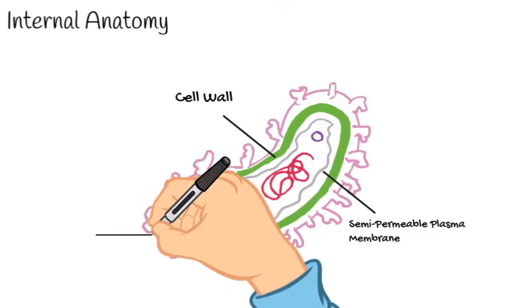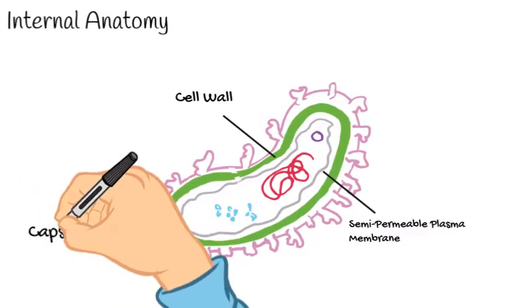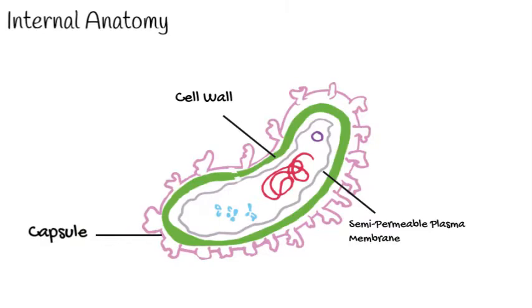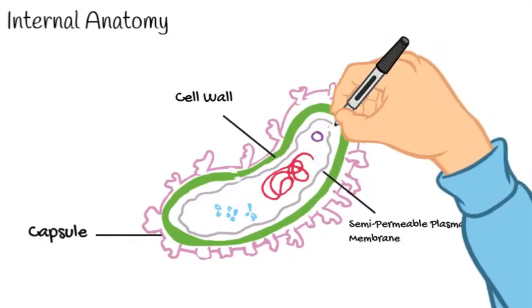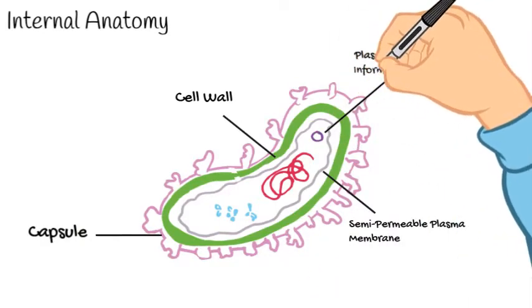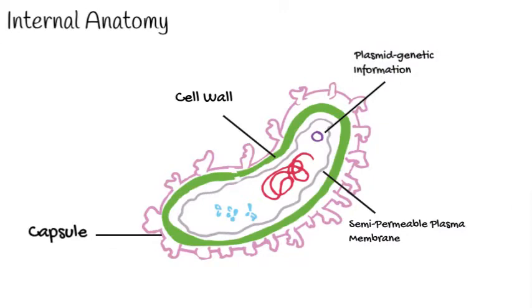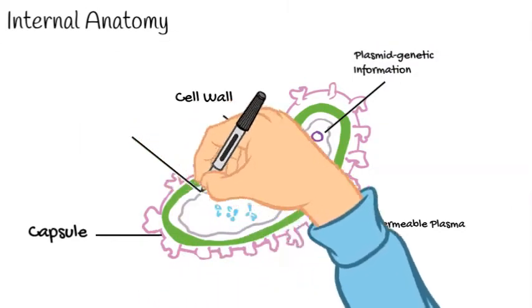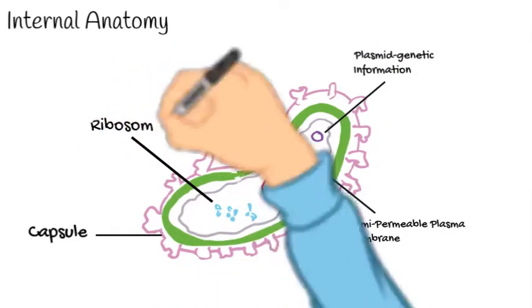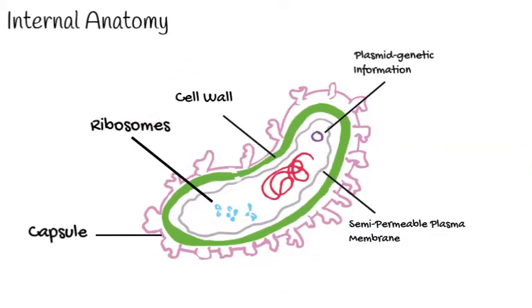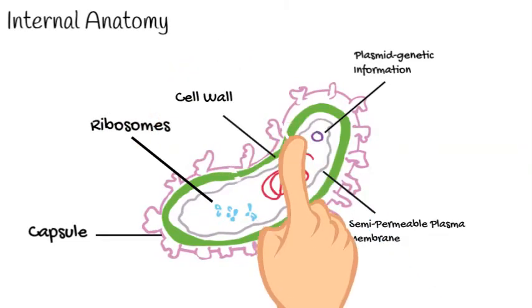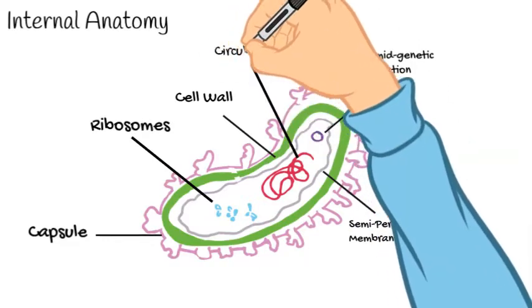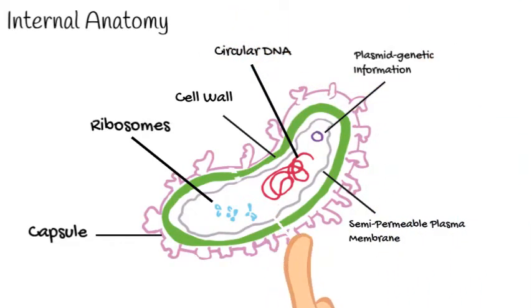Next is the capsule. It is the outermost layer and is not easily taken off. Its function is to enhance the bacteria's ability to cause disease. The plasmid genetic information is what is transferred during bacterial conjugation. The ribosome's function is to conduct protein synthesis and transfer messenger RNA. The circular DNA is where the DNA of the cell is stored.